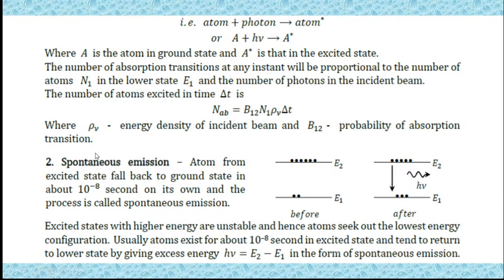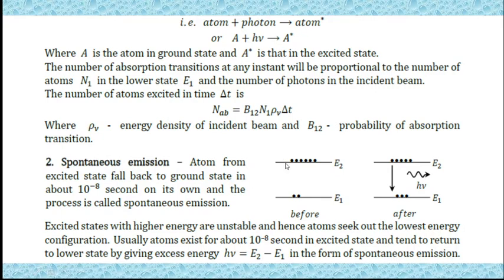The second possibility of interaction, when the atoms interact with the incident radiation, will be spontaneous emission. If we consider more atoms in the excited state than in the ground state, or in other words, in the previous case, there were only upward transitions due to absorption of incident radiation.